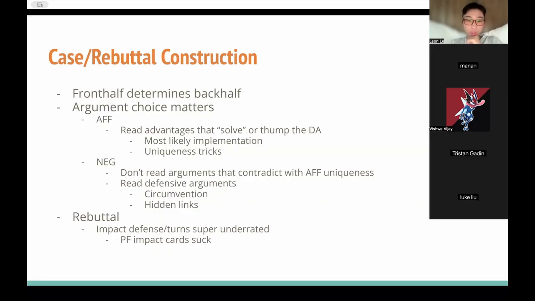Another thing that you can do is make a uniqueness trick, which is that all of the negative's arguments are inevitable. On the France nuclear sharing topic, which was not chosen, but I already started prepping for it, I cut an AF that said nuclear sharing agreements and defense cooperation are already happening in the status quo, but the plan implements a unique form of nuclear sharing agreement that is better than what the status quo is.